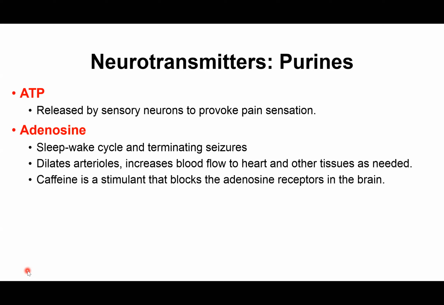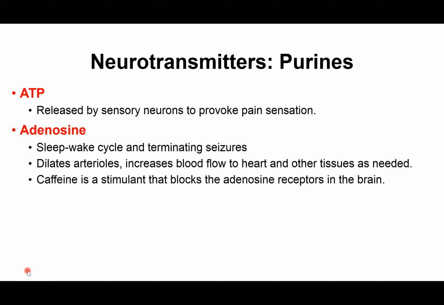And before I talk about that, I just want to say purines are the monomers of the nucleic acids, and they have effects both in the central and the peripheral nervous system. And so ATP, which we know is our energy molecule, is actually now considered a neurotransmitter. And it's released by sensory neurons to provoke the sensation of pain.